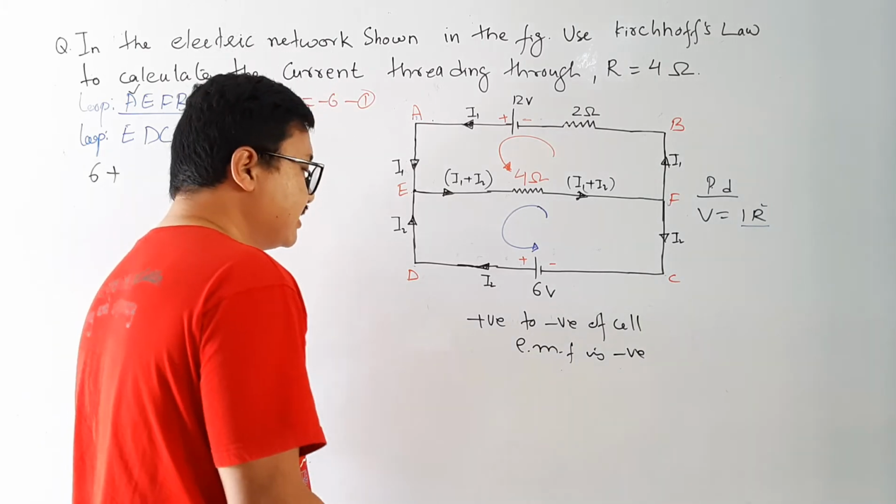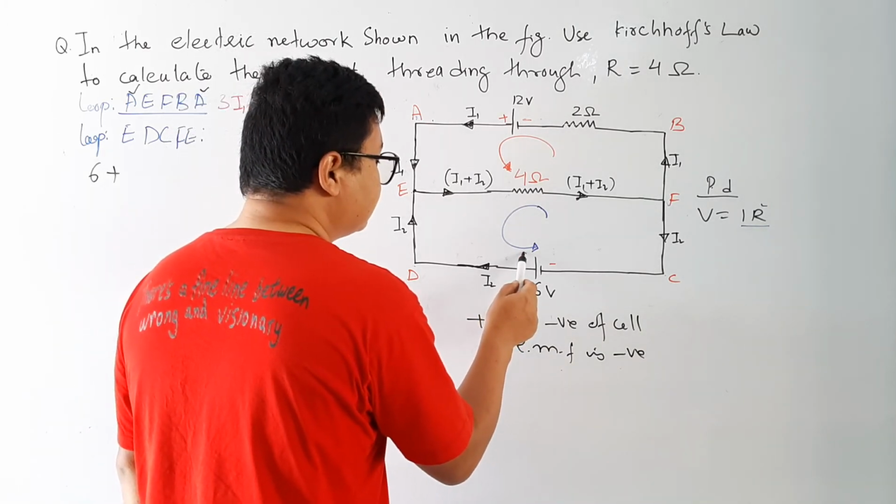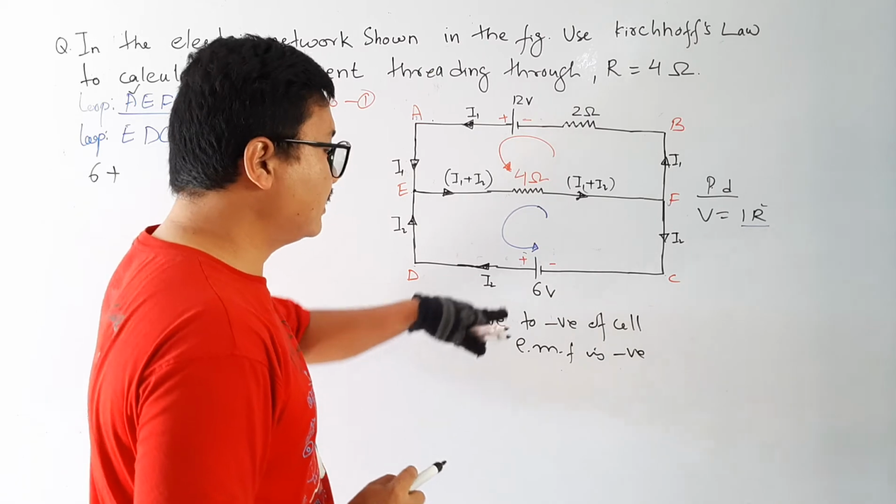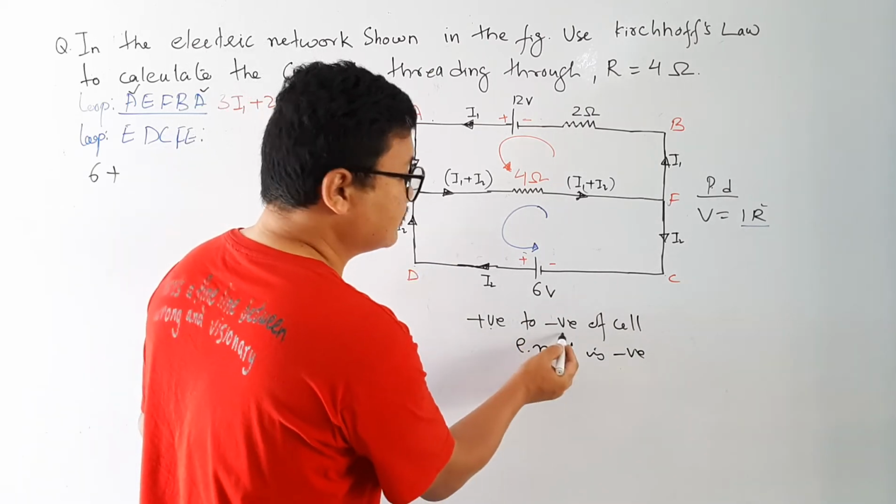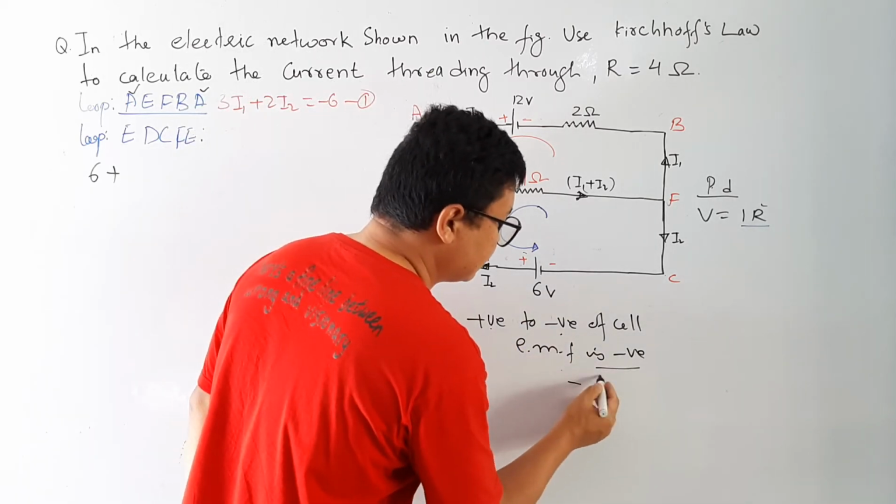Second sign convention. So we are going from here, positive to negative. Then what should be the value of this? Going from positive to negative, EMF is negative, so it should be minus 6.